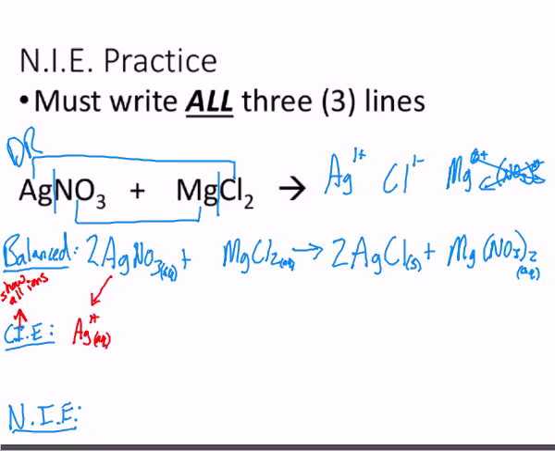Aqueous state. How many silver ions do I have? 2. Why? Because there's a 2 right here. Now, is that 2 only for silver? No, guys, it distributes out to both ions. I'm going to have 2 moles of silver ions, and I'm also going to have 2 moles of nitrate ions.